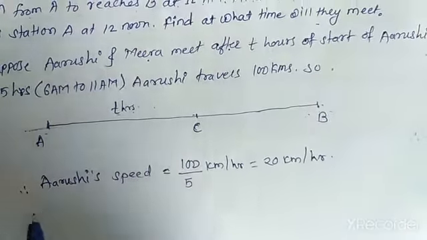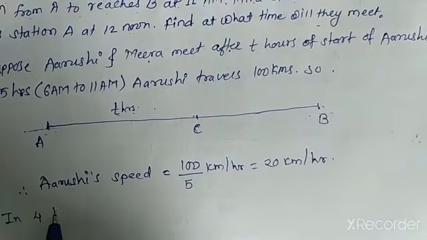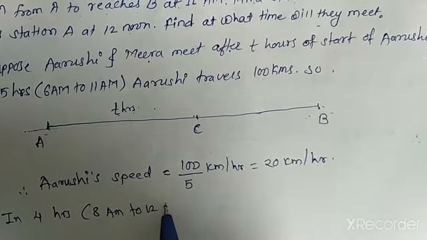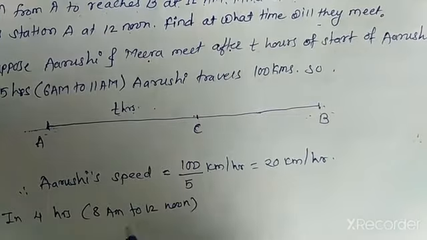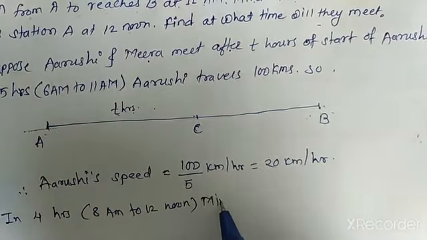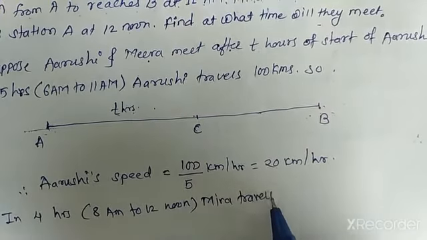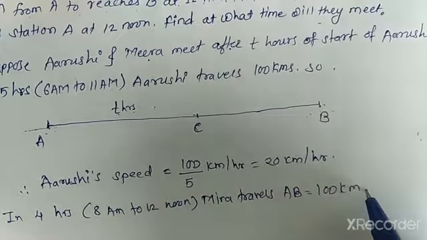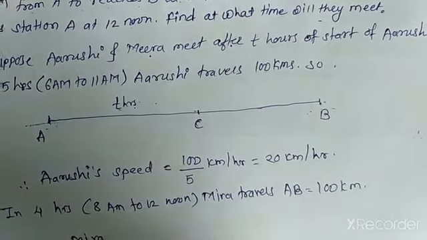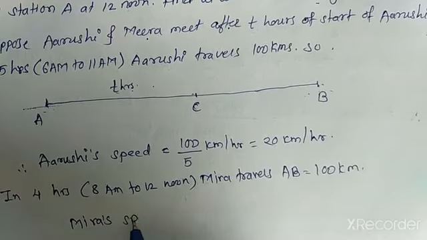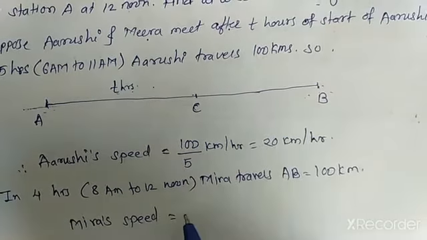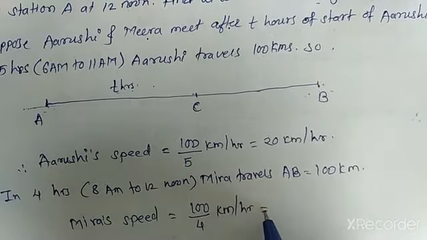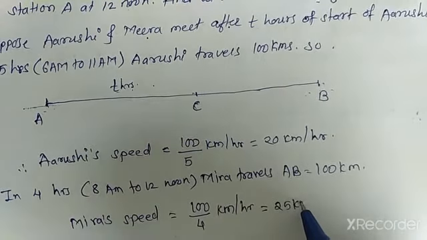Okay, and in 4 hours, which is from 8 a.m. to 12 noon, Mira travels AB, which is equal to 100 km. So Mira's speed is equal to 100 upon 4 km per hour, which is equal to 25 km per hour.